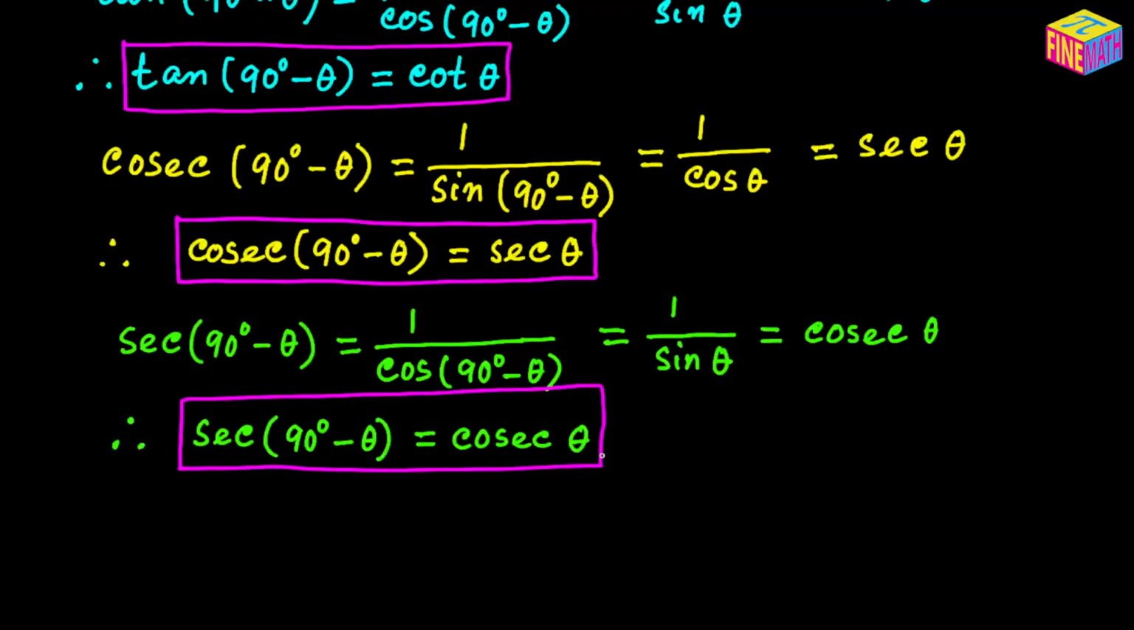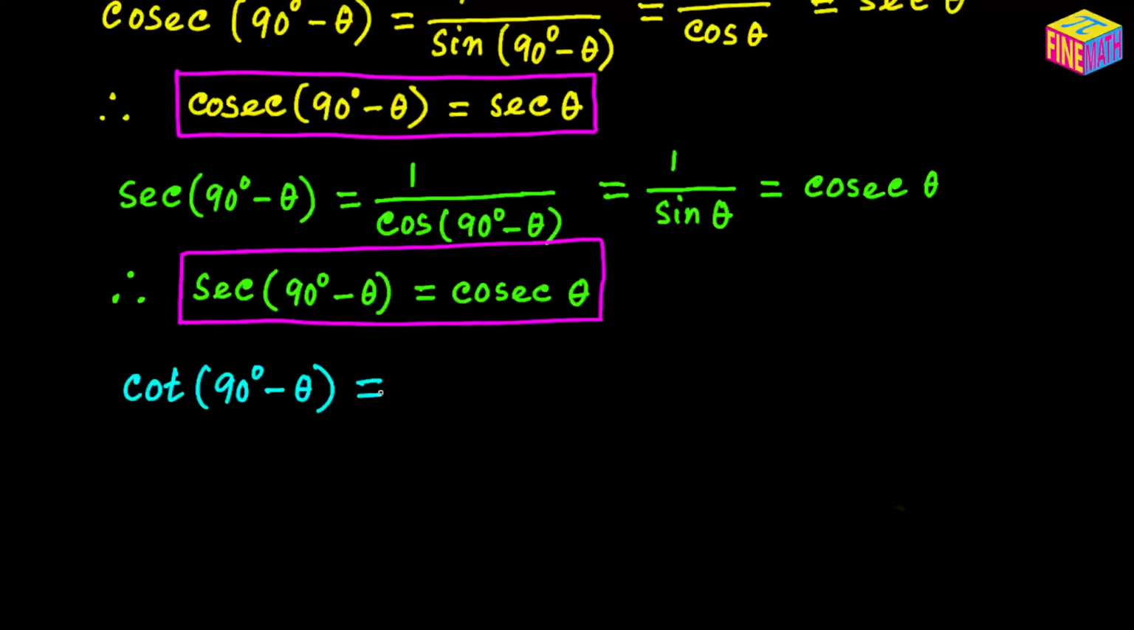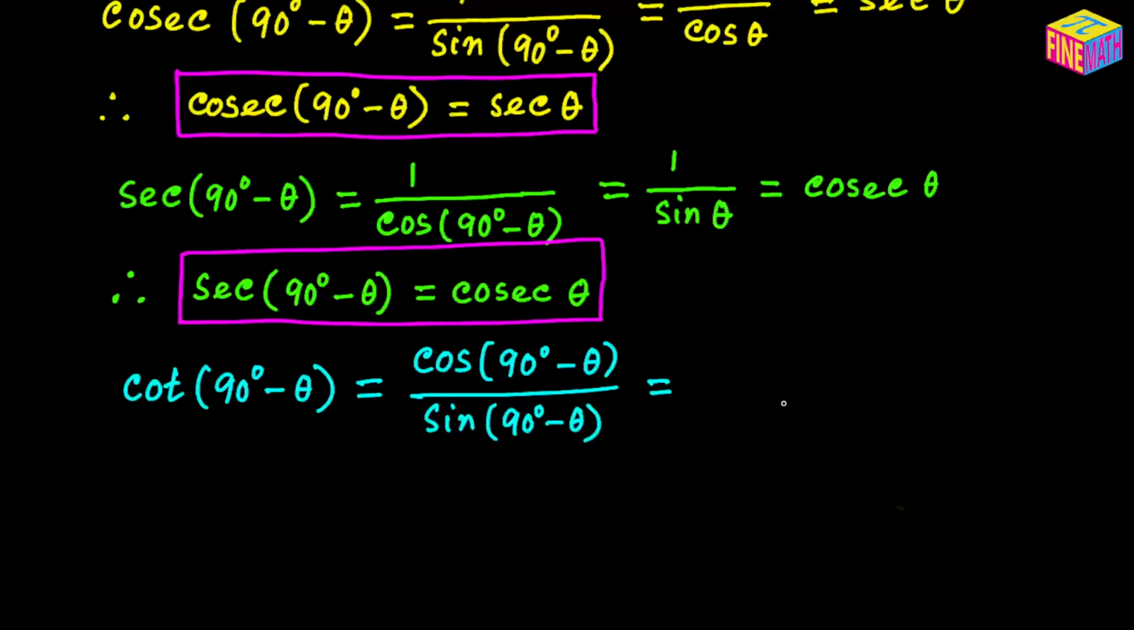Finally, we are going to calculate the cotangent of 90 degree minus theta. We know that cotangent is the ratio of cosine divided by sine. So we can write it as cosine of 90 degree minus theta divided by sine of 90 degree minus theta. Now what is the value of cosine of 90 degree minus theta? We have already seen that this is actually sine of theta, and sine of 90 degree minus theta is actually cosine of theta. And now what is sine divided by cosine? That is actually tangent, so this is now tangent of theta. So cotangent of 90 degree minus theta is equal to tangent of theta. Let me make a quick note.